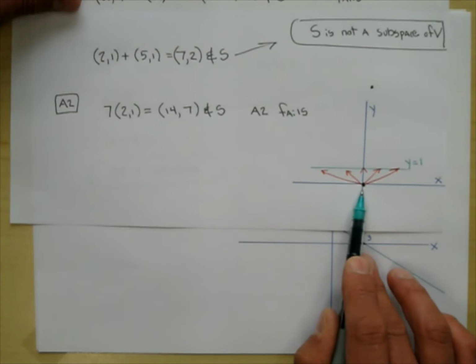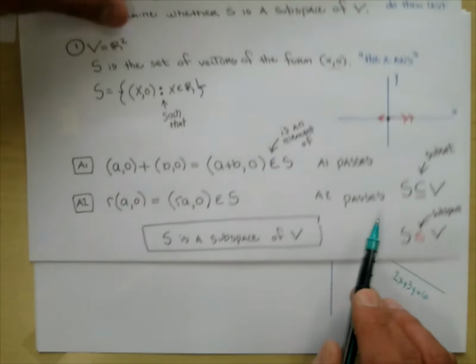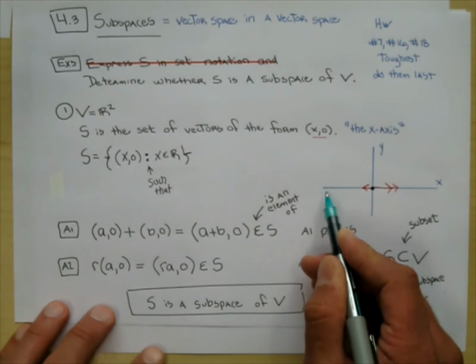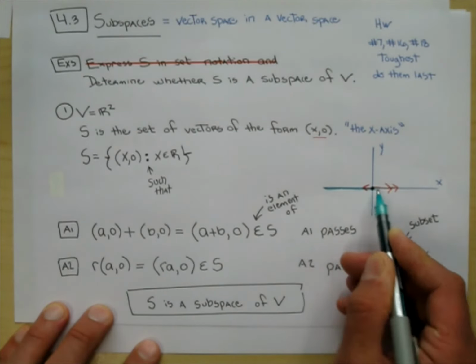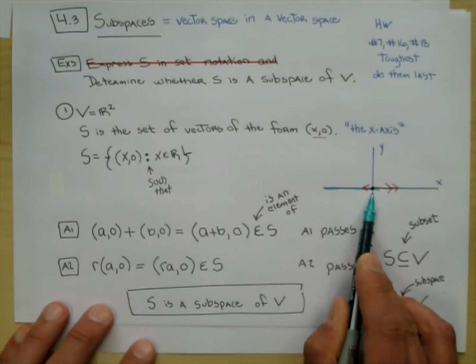This might speed things up if you're given ones where the vector space is R2 and they give you a curve. Look at this first one. I didn't actually make the line. The line is actually the x-axis. And look at that line. It goes through 0.